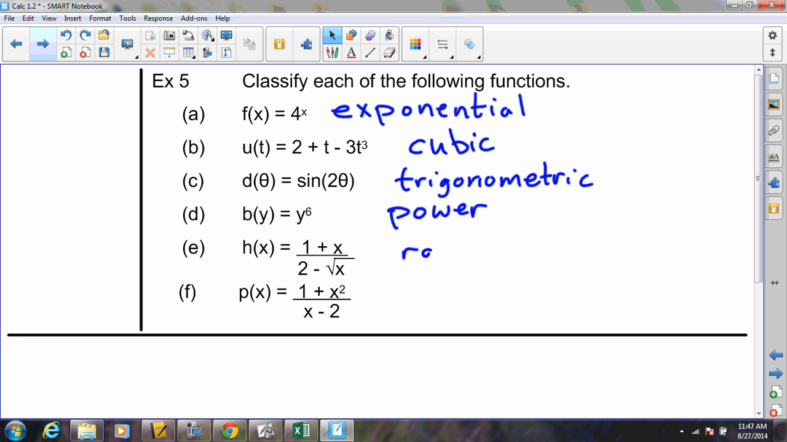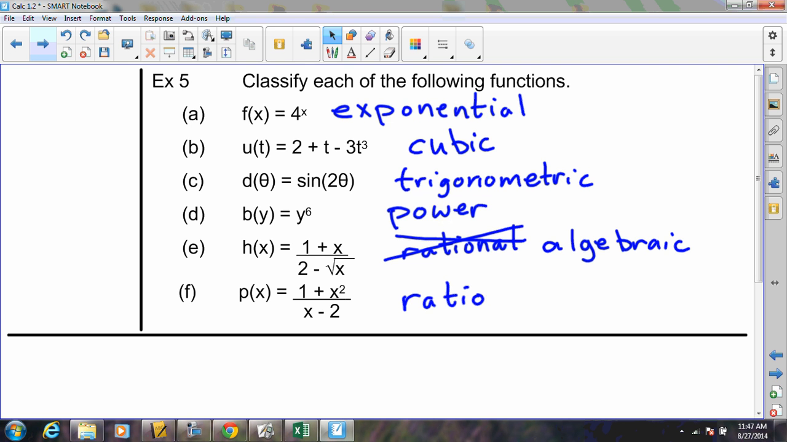Okay. You said rational. Why is this not actually rational? Exactly it. Rationals must be polynomials. That one is not a polynomial in our denominator. We'll have to leave that one as an algebraic function. Yes, p of x has two polynomials for the numerator and denominator, so we have a rational function.